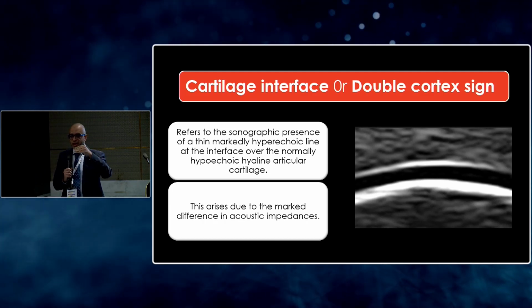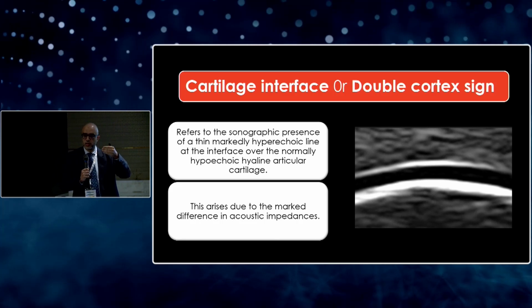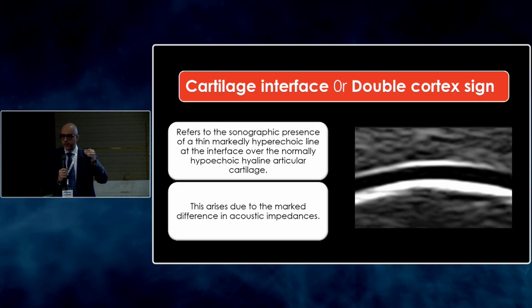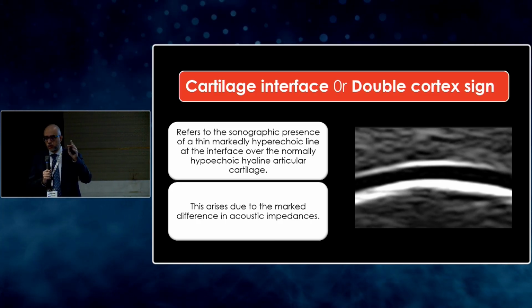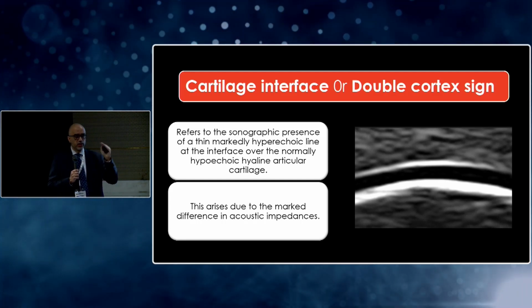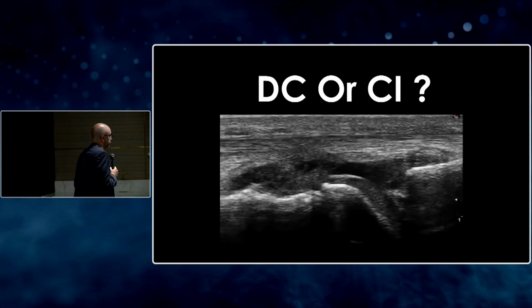And if you change the angle of insonation, it will disappear, in comparison to the double contour. Double contour is always there. Double contour is almost irregular, not finely defined, and can also be present at the periphery of the image as well as at the middle part of the image.